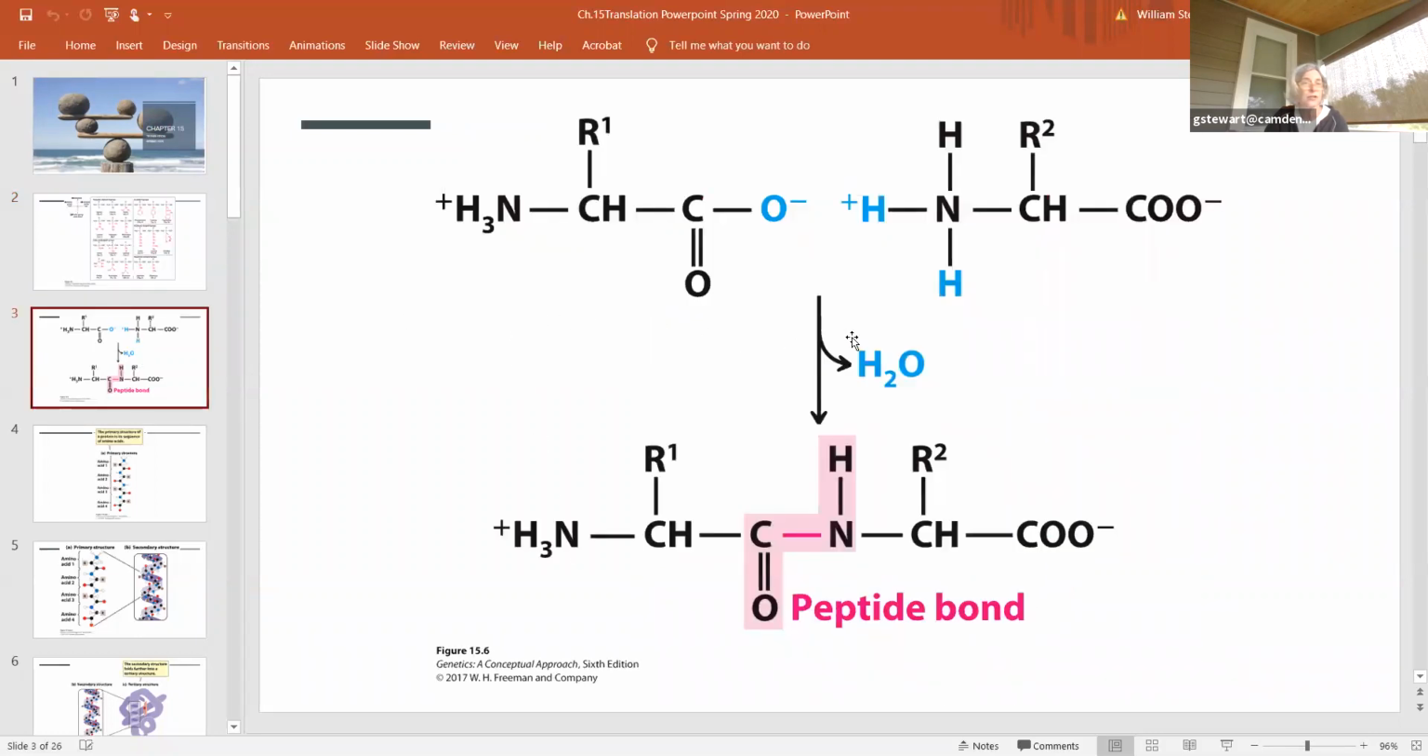This is a larger diagram reminding us about how a peptide bond is formed, because that's how we make a protein, is by stringing these amino acids together into a polypeptide first and then into a protein. Notice that water comes out, so it's a dehydration synthesis reaction, and we're going to form a chemical bond here between the carbon of the carboxyl group and the nitrogen of the next amino acid.